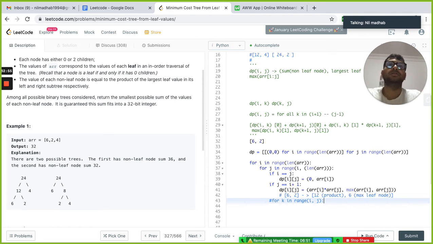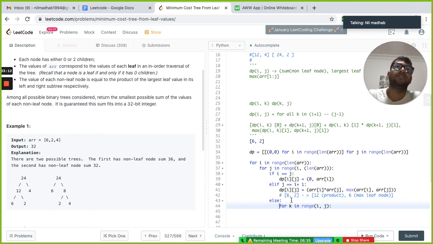Okay, so I think this j equal to i plus 1 condition can be included in the k for loop, for k in range. If we can do it, then we can do it later. We'll optimize it later, so let's just implement it.